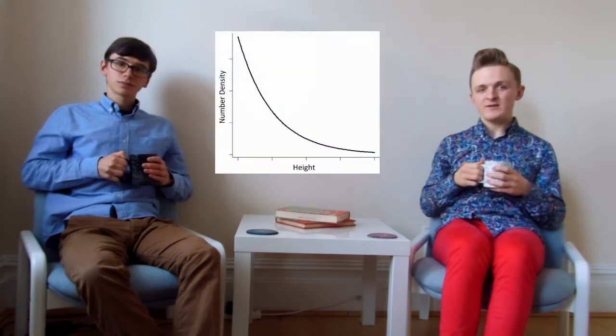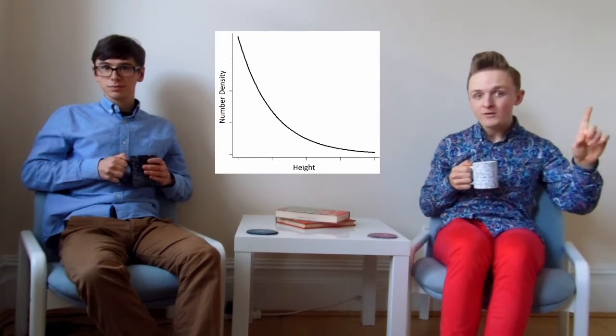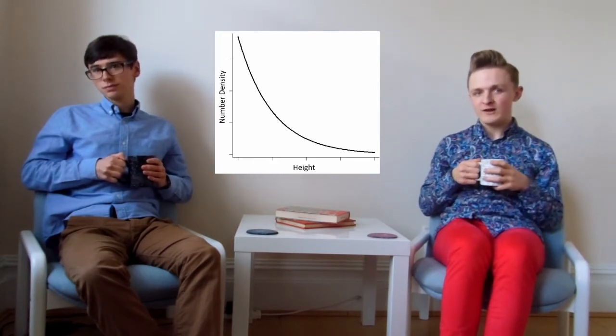The fact that the rate of change of number density with height is proportional to number density is very special to mathematicians and physicists. It means that number density shows an exponential decay with height. But what is an exponential decay, I hear you ask? An exponential decay looks like this. The number density keeps decreasing and decreasing and decreasing, but, crucially, doesn't reach zero.